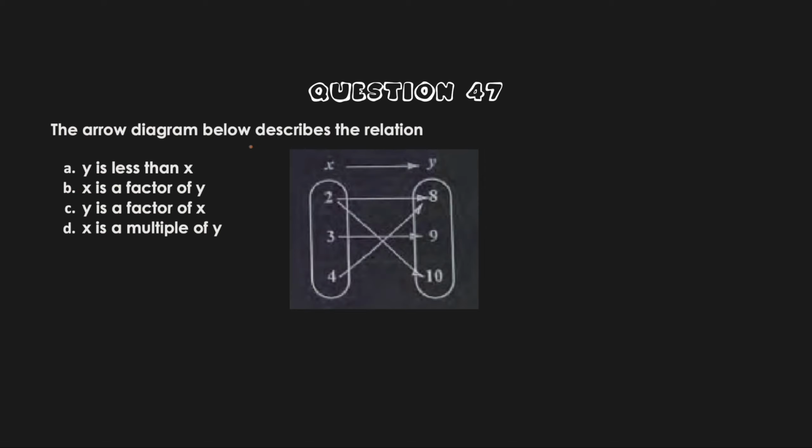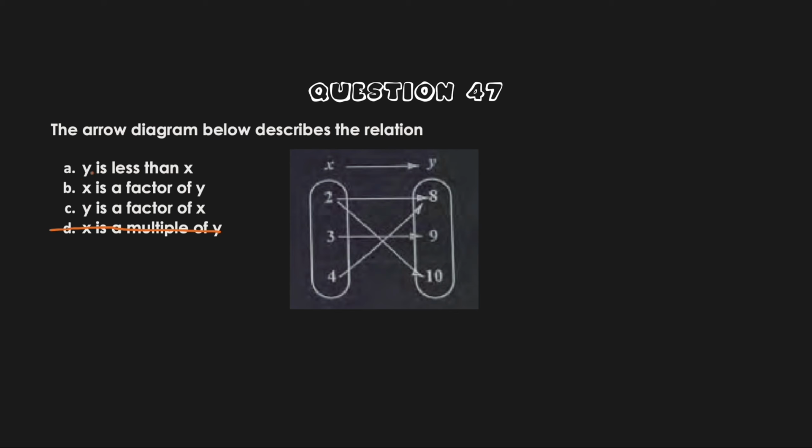So it says the arrow diagram below describes the relation. So we have a 2 going to the 8, a 2 going to the 10. Let's see our options. So it says x is a multiple of y. First of all, these x values are less than y, so there's no way they could be multiples. So this is definitely out.